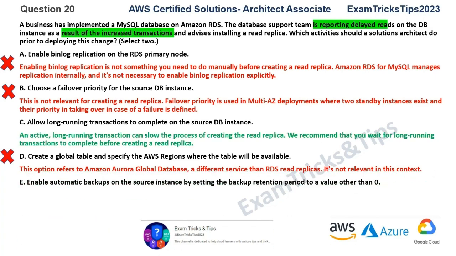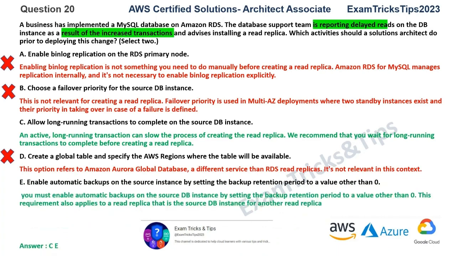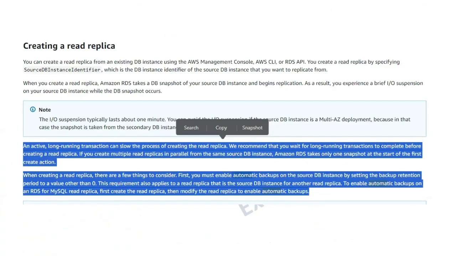Now, you might say, why am I so sure about it. I'll show a paragraph from AWS documentation about this. So this is a documentation from AWS for creation of read replica, and it talks about exactly these two things. An active long-running transaction can slow the process of creating the read replica. So we recommend that you wait for long-running transactions to complete before a read replica is created. When creating read replica, there are other things to consider. You must enable automatic backup on the source DB instance by setting the backup retention period to a value other than 0. So these two are exactly lifted and put in the options.